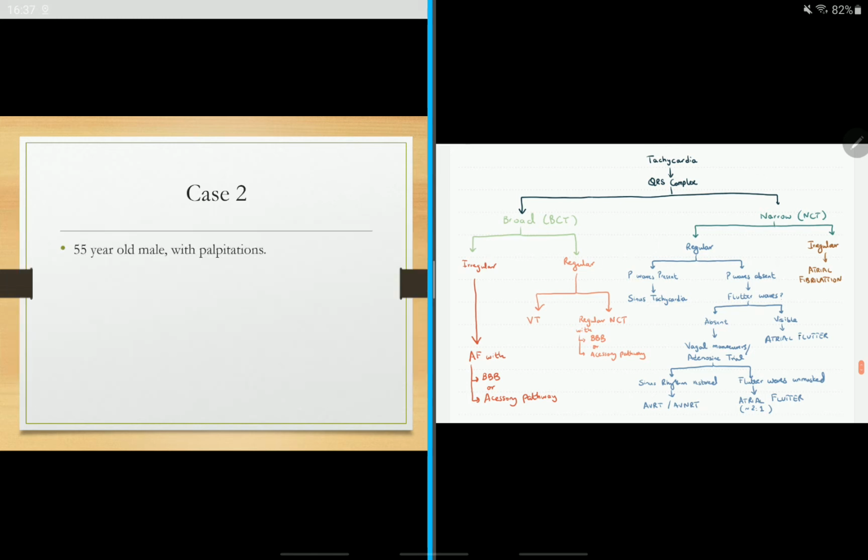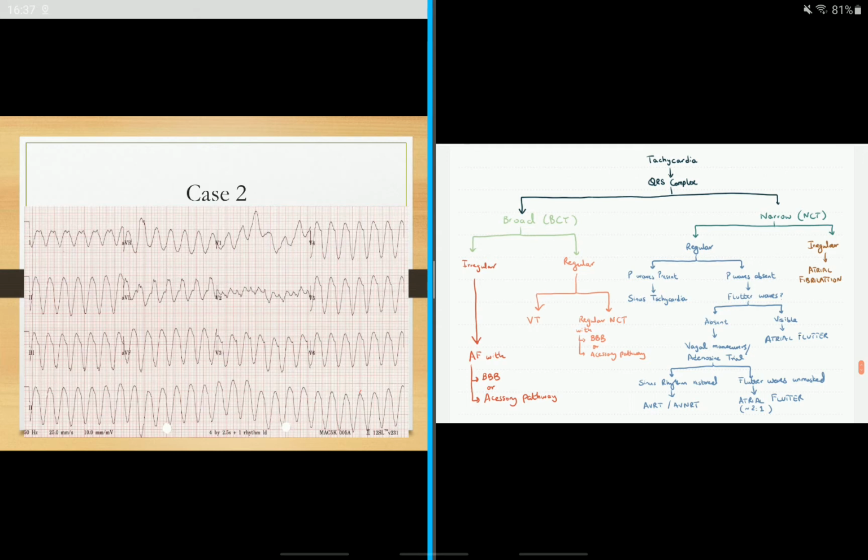Our second patient is a 55-year-old male who's coming in with palpitations. The ECG recorded is as follows. So again, this is the rhythm strip, lead 2. So tachycardia, yes. The QRS complex is broad, and now is this regular or irregular? This is a regular broad complex tachycardia.